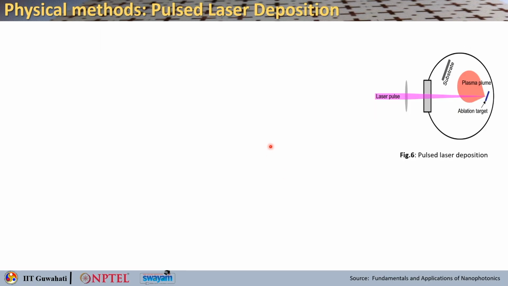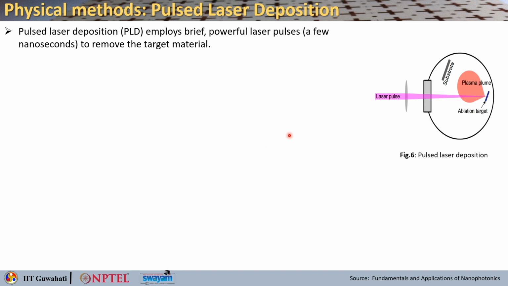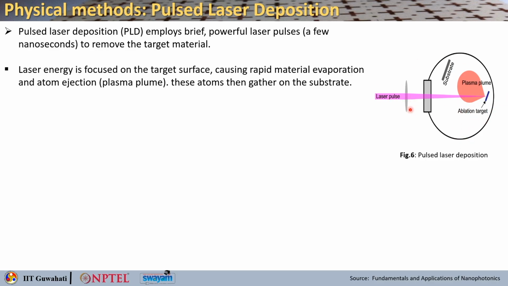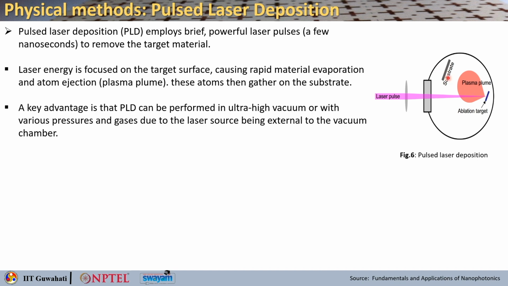Another method is pulsed laser deposition. PLD basically employs brief, powerful laser pulses, typically a few nanoseconds long, to remove the target material. Here you can see laser energy is focused on the target, which causes rapid material evaporation and atom ejection. You can see a plasma plume here, and these atoms are then gathered on the substrate.